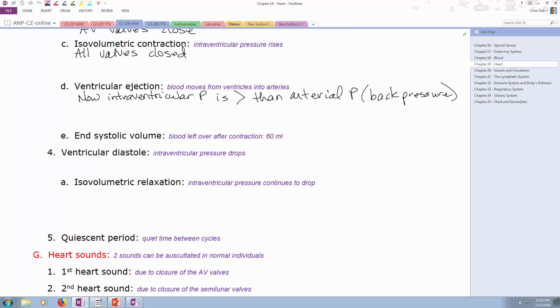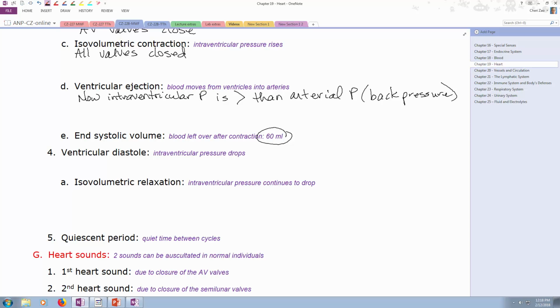What's interesting is the ejection of that blood is not as large as you think, because at the end of ejection, which is end systolic volume, we have 60 cc's or mLs left in the ventricle. So that ventricular ejection is actually only pushing out about 70 cc's or mLs of blood.